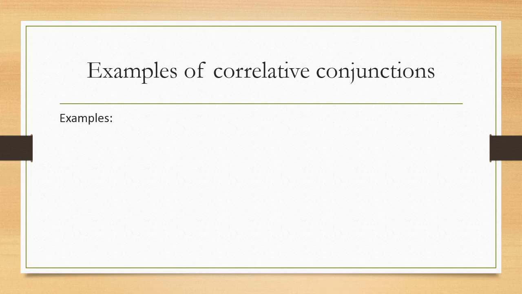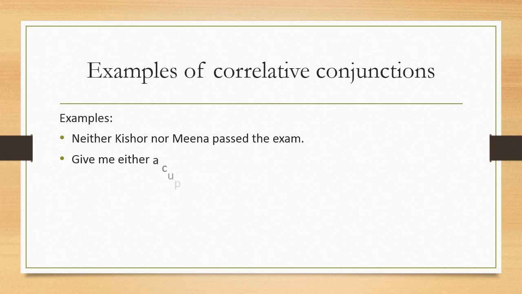Here are some examples of correlative conjunctions. We are going to read them. Neither Kishore nor Meena passed the exam. Here can you see both neither and nor are used together, right? Next example: give me either a cup or a glass. Can you see either or? They are used as correlative conjunctions.